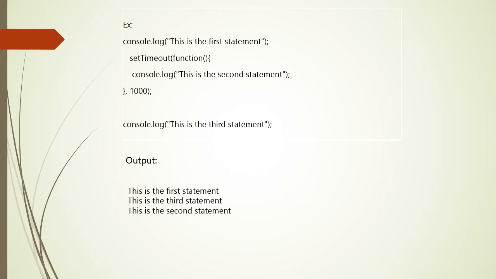In the above case, if the timeout was set to 0 milliseconds, then also the statements will be displayed in the same order. This is because although the callback will be immediately sent to the event queue, the event loop won't send it to the call stack unless the call stack is empty, that is, until the provided input script comes to the end.